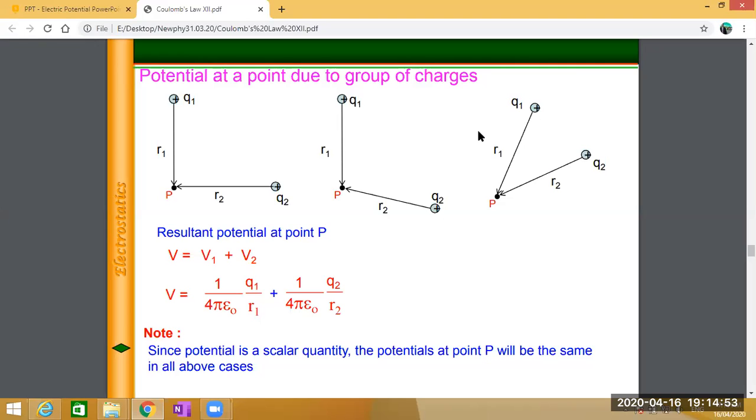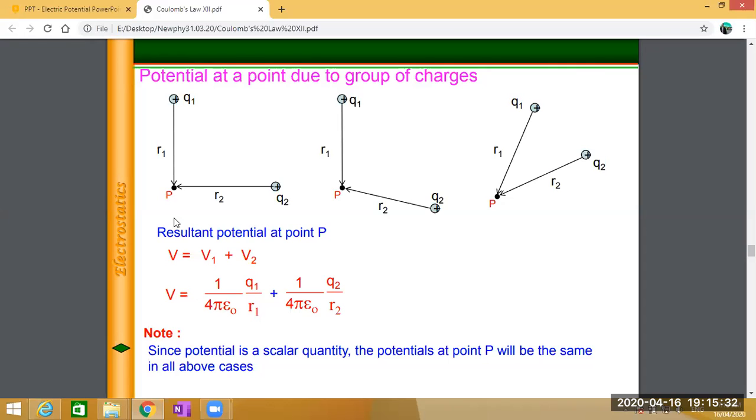So here, say we have two charges, Q1 and Q2, and at point P we have to calculate the electric potential. Point P is situated at a distance R1 from the charge Q1 and at a distance R2 from charge Q2. Therefore, the electric potential at point P will be just equal to the algebraic sum of the potential at P due to charge Q1 and the potential at P due to charge Q2. So V equals V1 plus V2.